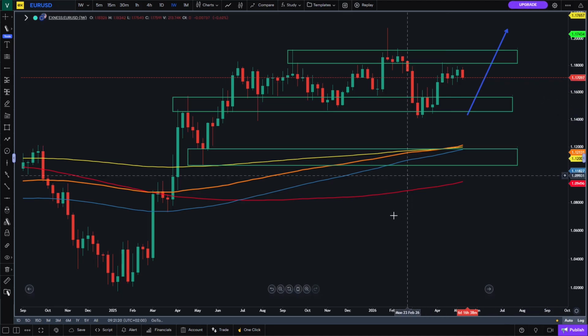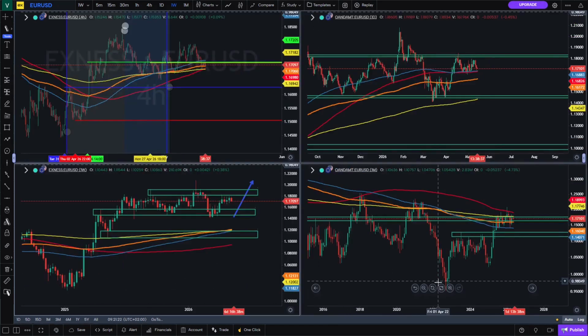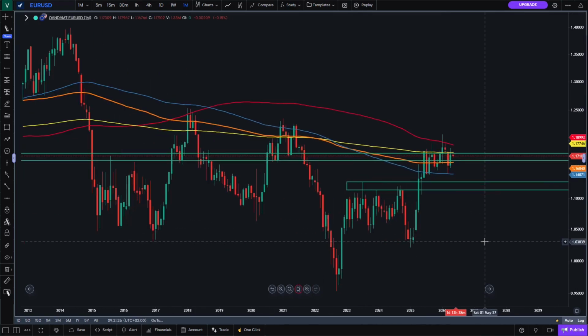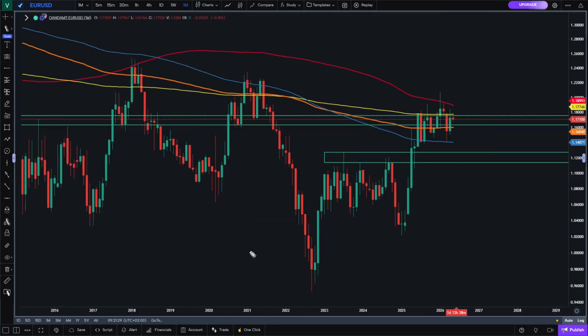So with that being said, traders, last but not least, the euro dollar monthly time frame is this one right here.